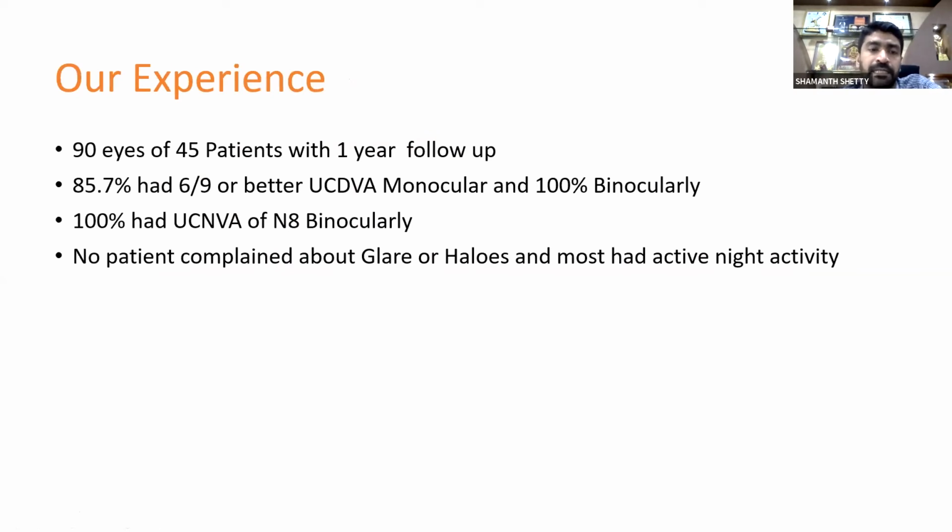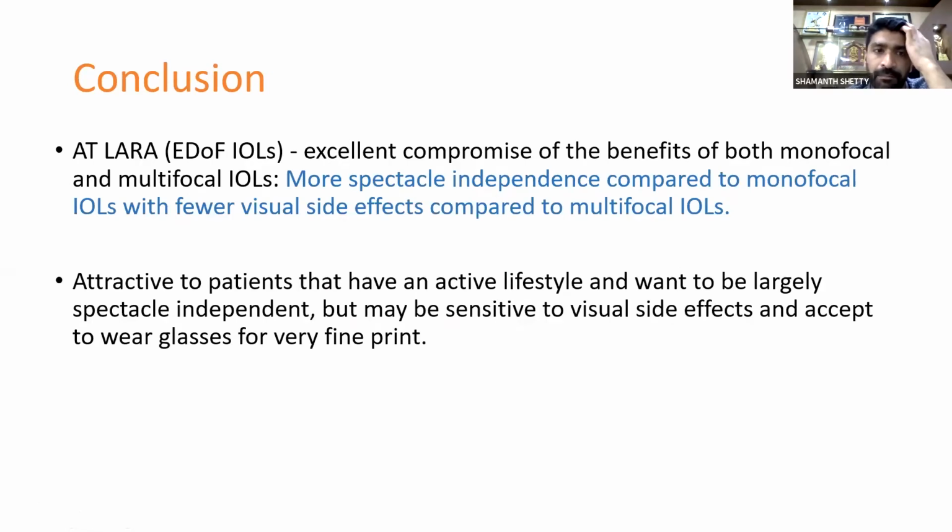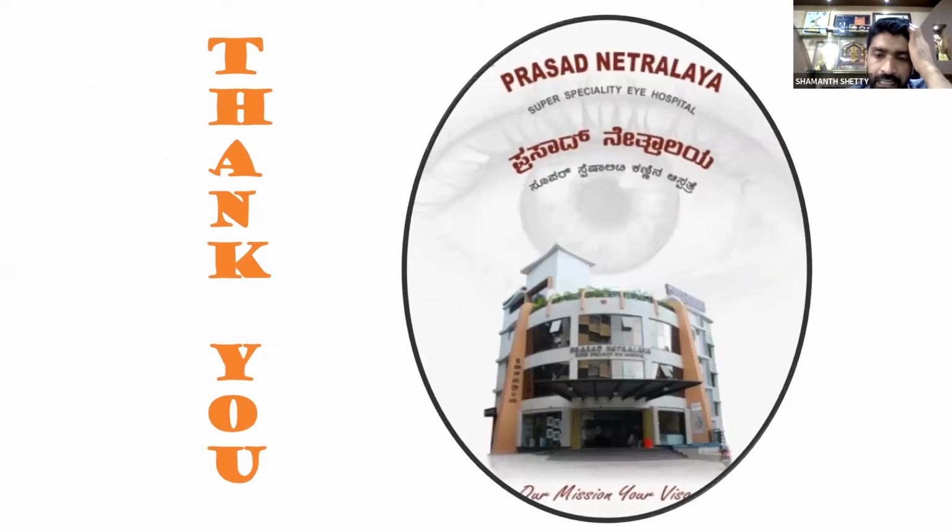So this is our experience. Like I said, almost 85% had 6/9 or better uncorrected monocular, and 100% of them 6/9 binocularly. And N8 bilateral, because we chose to do a slight offset of about 0.5 myopia in the non-dominant eye, and that can actually add to the benefits of the EDOF IOL. In conclusion, more spectacle independence, lesser visual side effects. Thank you.